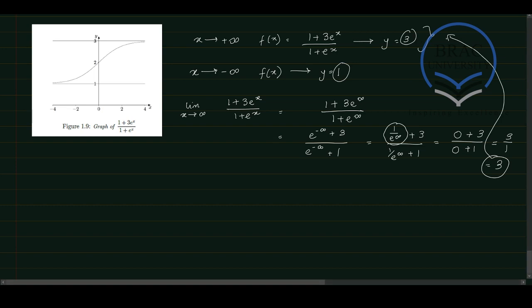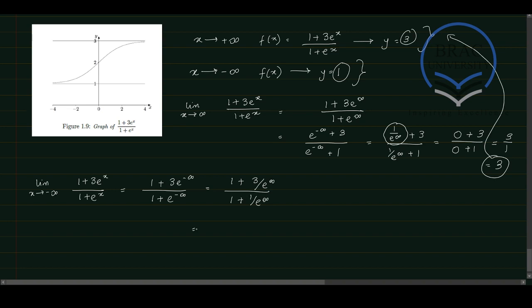Now for the next limit, we have the limit as x tends to negative infinity, evaluated for the function 1 plus 3 e to the power of x divided by 1 plus e to the power of x. The expected result we're supposed to get is positive 1. Imposing the limit, we have 1 plus 3 e to the power of negative infinity divided by 1 plus e to the power of negative infinity. Again, we can write it like this: 1 plus 3 divided by e to the power of infinity, divided by 1 plus 1 by e to the power of infinity.